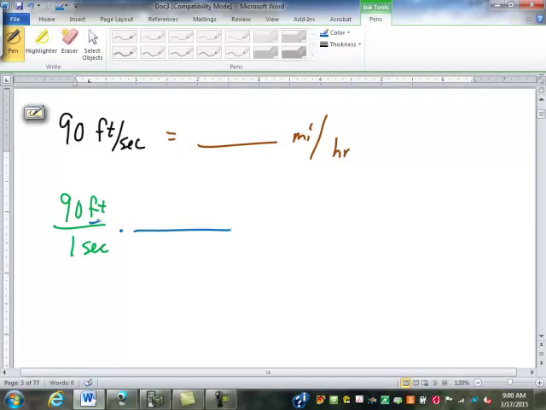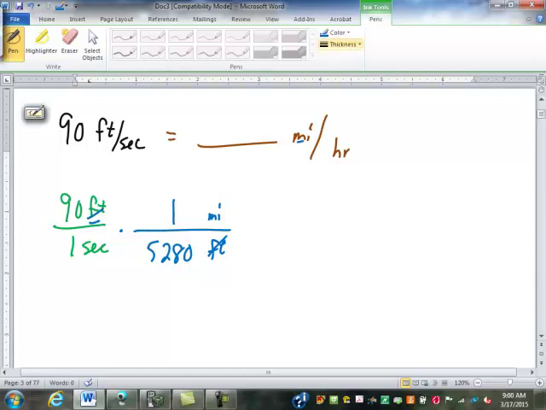We need to change feet into miles. So I'm going to put feet on bottom so that they'll cancel out. And we're going to put miles on top. What's the relationship between feet and miles? 1 mile equals 5,280 feet. Right?